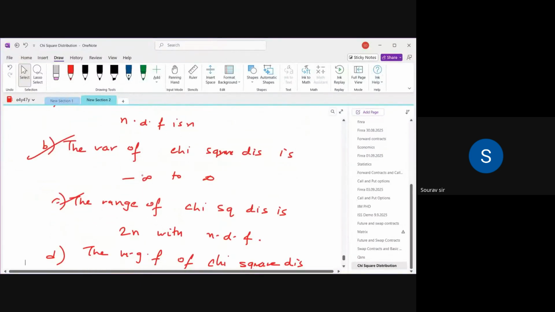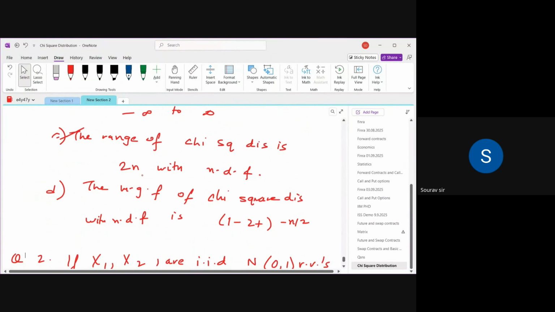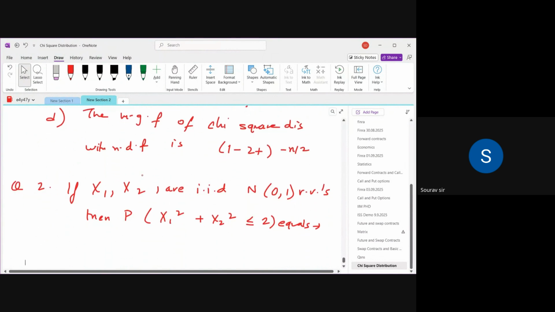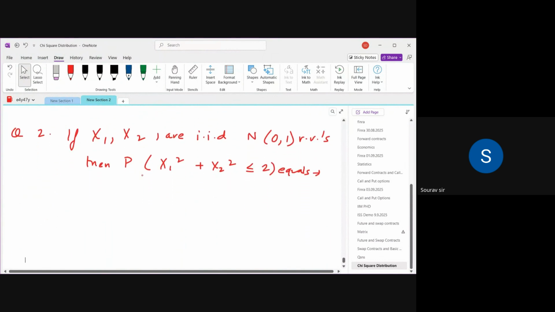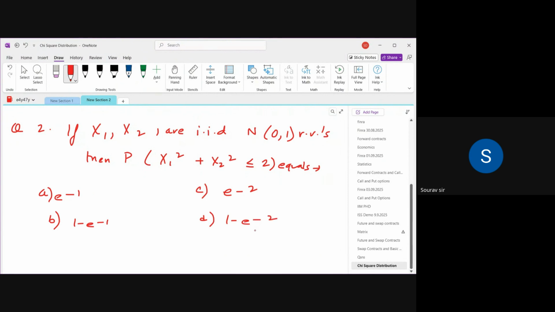Any more questions? Okay, next one. If X1, X2 are identically and independently distributed, then P of X1 plus X2 less than 2 equals to what? A: e to the power minus 1, B: 1 minus e to the power minus 1, C: e to the power minus 2, and D: 1 minus e to the power minus 2.